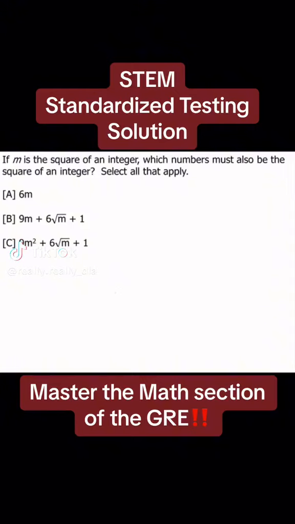So in this problem with a lot of algebra, if m is the square of an integer, which numbers must also be the square? Keyword must here. And we have to select all that apply. So there could be more than one correct answer.